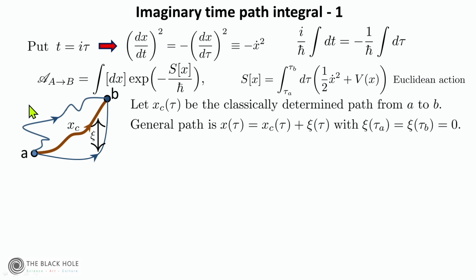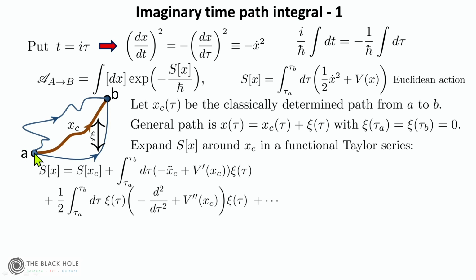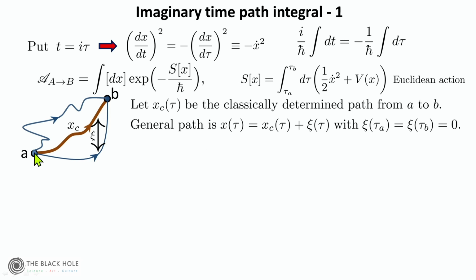So you see over here that xi is 0 here, and xi is 0 here. And so this is the condition that we will have to enforce on xi. We can only take those xi's in which the particle is at A at the beginning time and is at B at the end time.